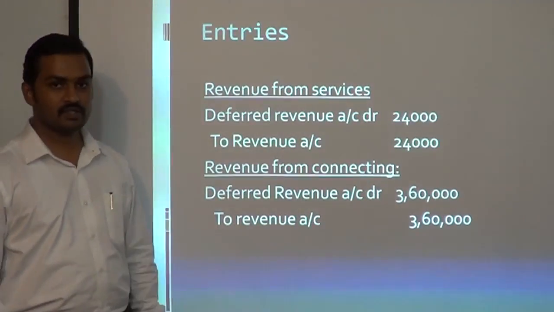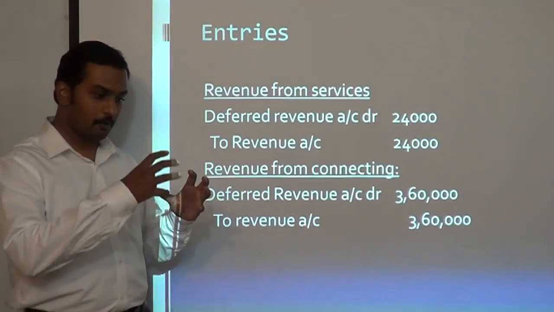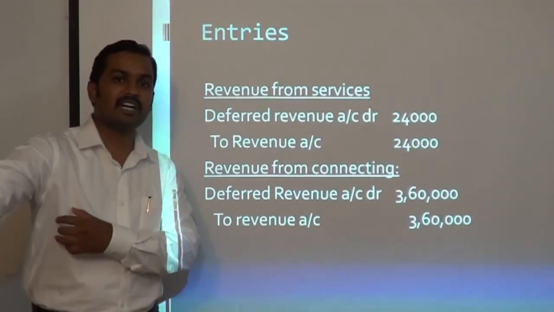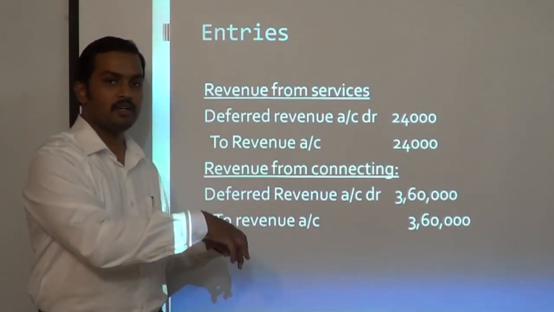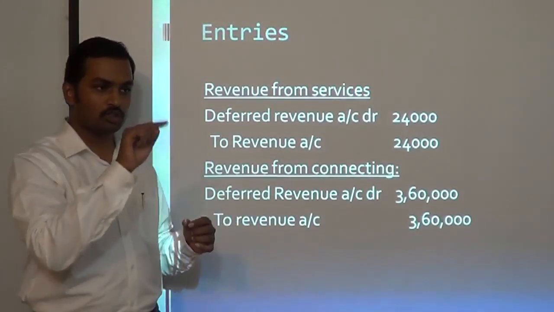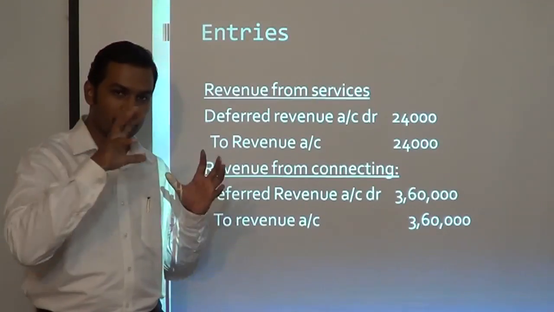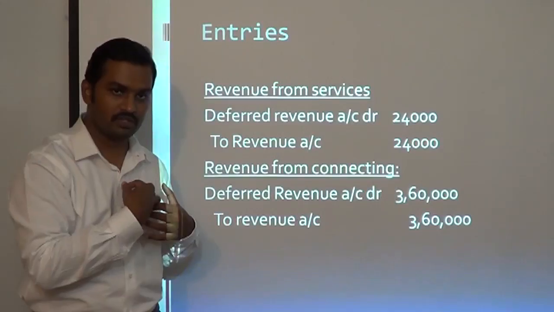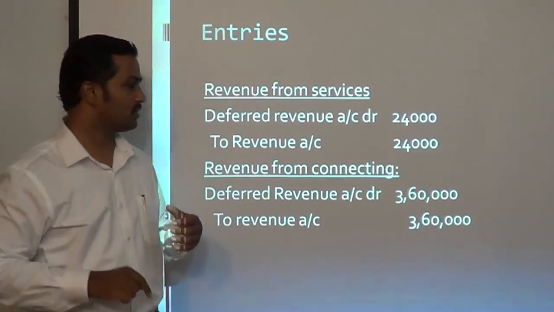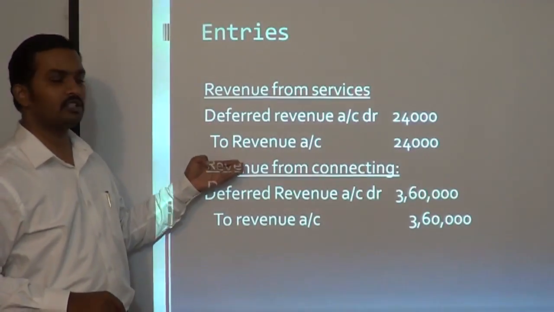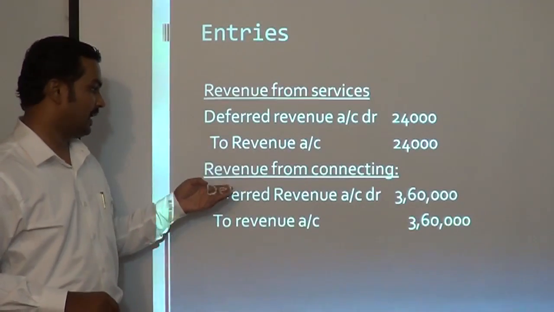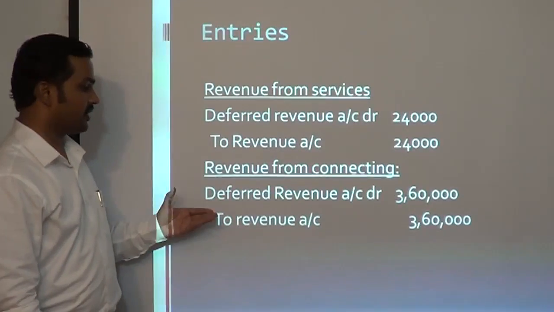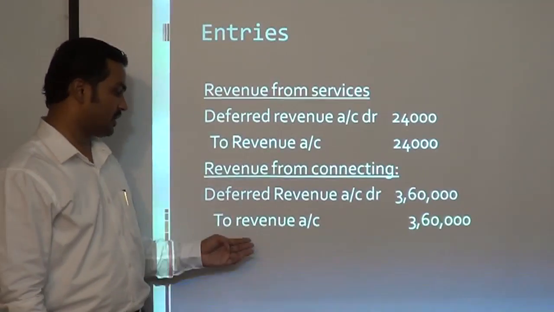Revenue from services. I have to recognize a portion of the deferred revenue as revenue from services and revenue from providing connectivity. So how much revenue can I recognize towards services? Total 2,40,000 was the total saving for the customers by accessing ongoing supply of goods and services. Per annum it was 24,000. So I will pass an entry, deferred revenue account to revenue, 24,000. And then revenue from connectivity.